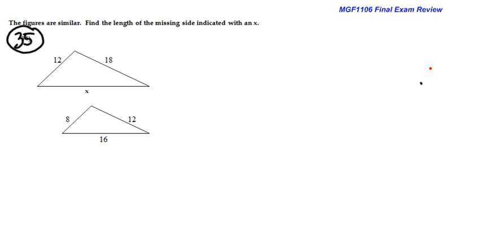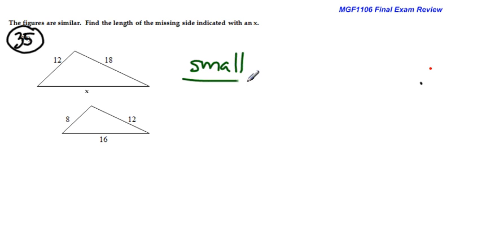MGF1106 final exam review, number 35. We are looking at similar figures. We need to find the length of the missing side indicated with an X. In this case, when we're talking about similar figures, we will always have the sides stay in the same proportion.